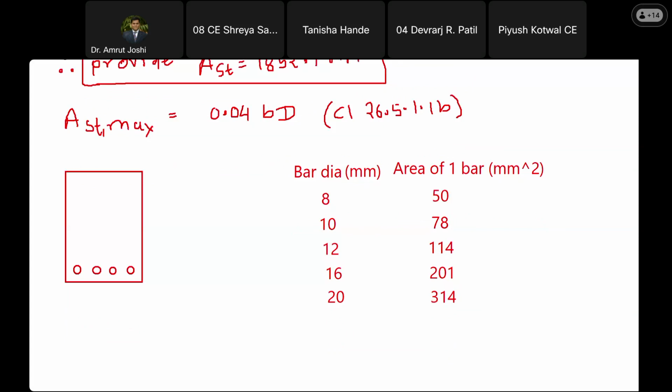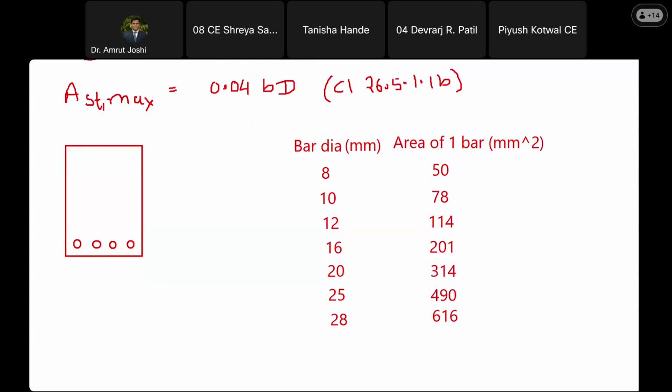Then calculate it for 25. Is it 490? Yes, sir. So 490 mm square. Then calculate it for 28. How much is it? 615.75. So it is 616 around.